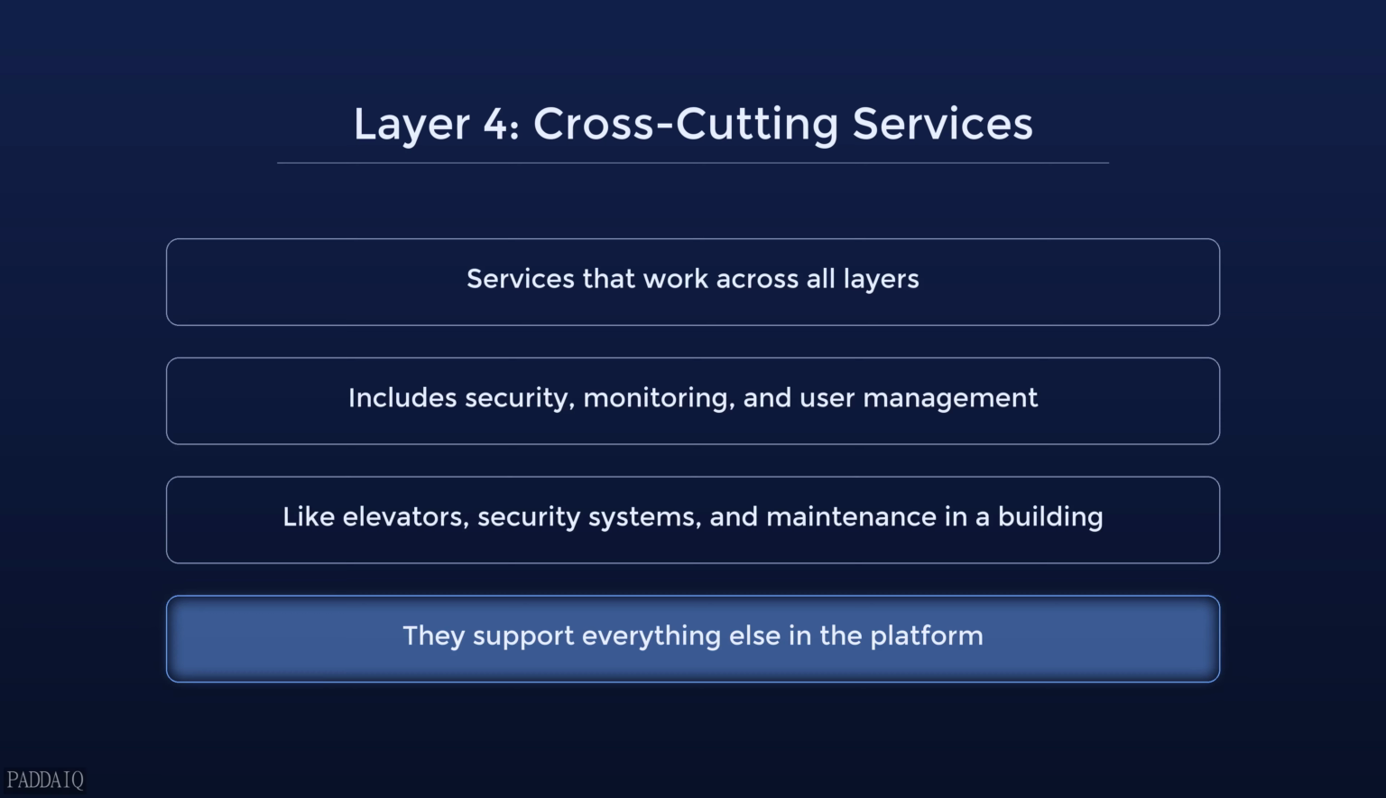They support everything else in the platform. This means these services provide foundational capabilities that all other BTP applications and tools rely on to function properly. For instance, the Alert Notification Service enables all applications to send alerts when issues arise. Without these cross-cutting services, the entire platform would lack essential shared functionalities.